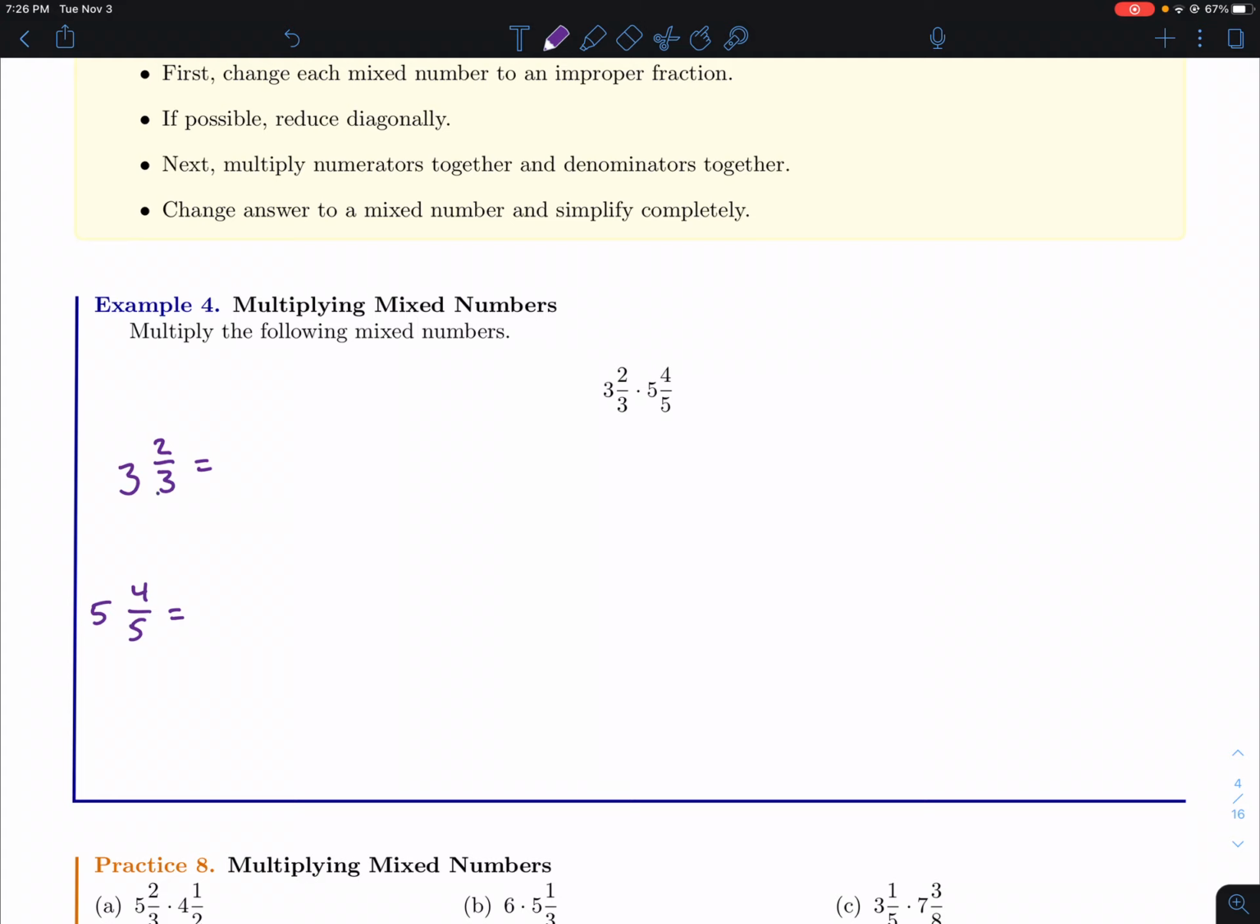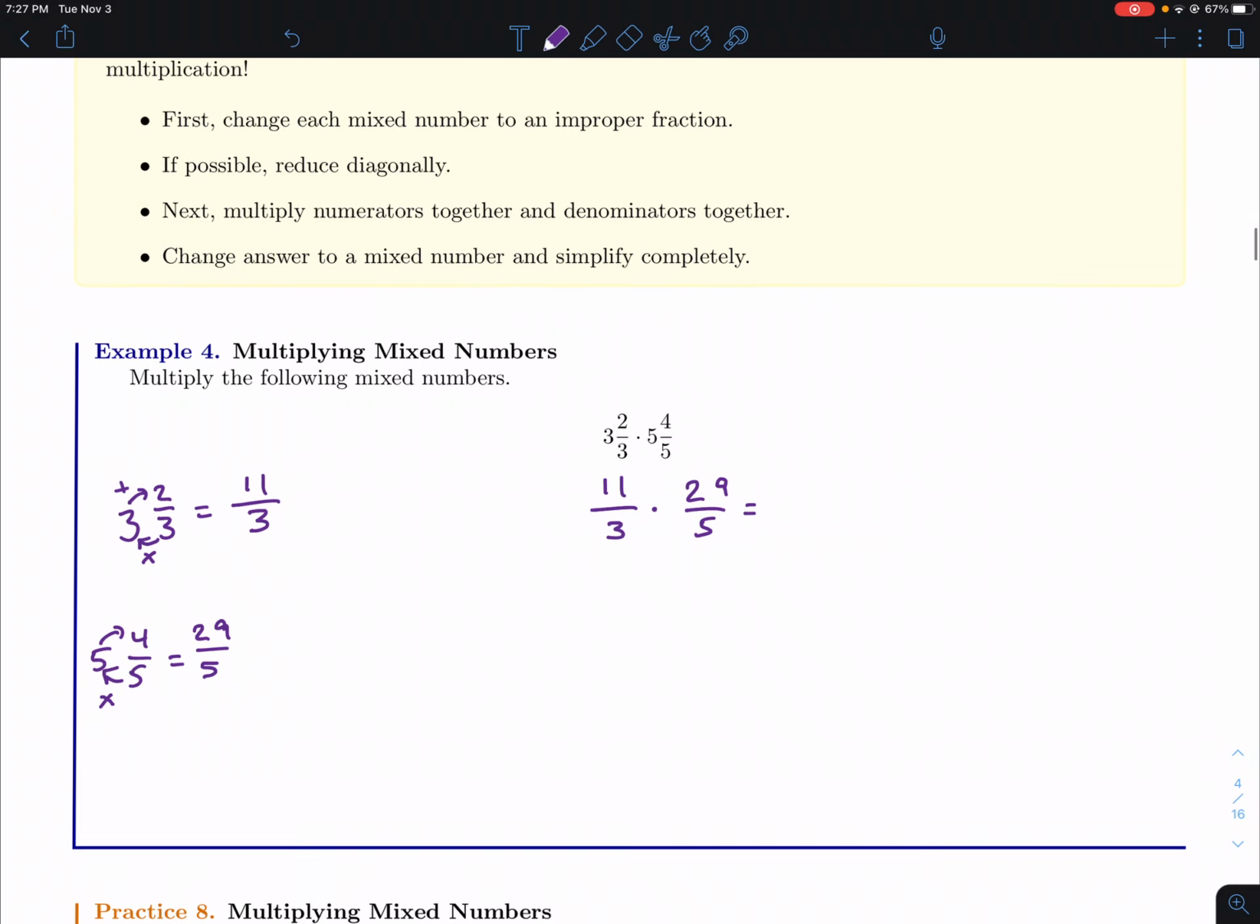Remember, the way we change these around is we multiply the denominator by the whole number and then add that to the top number. So in this case, 3 times 3 is 9, plus 2 is 11. So 3 2/3 is the same thing as 11/3. Now let's do the same thing for 5 4/5. 5 times 5 is 25, plus 4 would give us 29, all over 5.